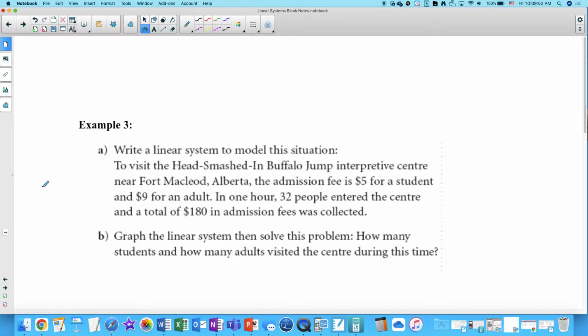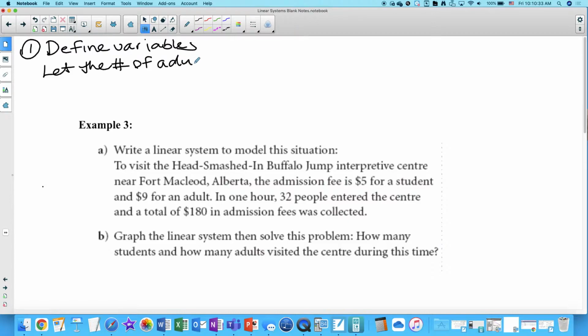So in the second part, where it says graph the linear system, then solve this problem, how many students and how many adults visited the center at this time? Okay. What are the two unknowns? Yeah, number of students and number of adults. Those are our two unknowns. So I like to do that in a let statement. Okay, so I might do something like this. Let the number of adults be A, and let the number of students be S. Okay, now I have something to work with.